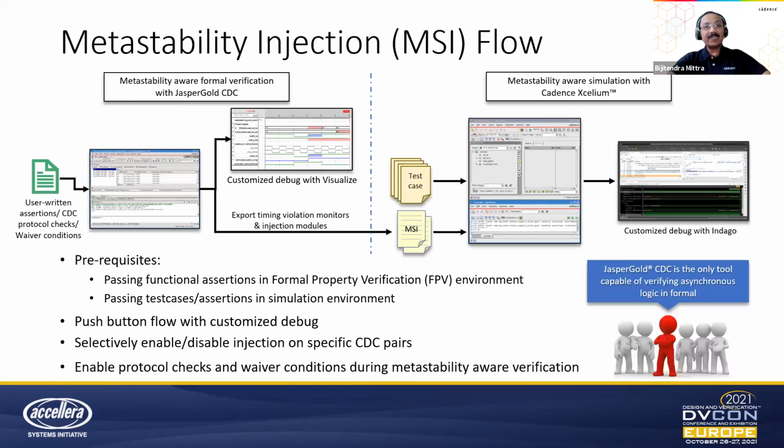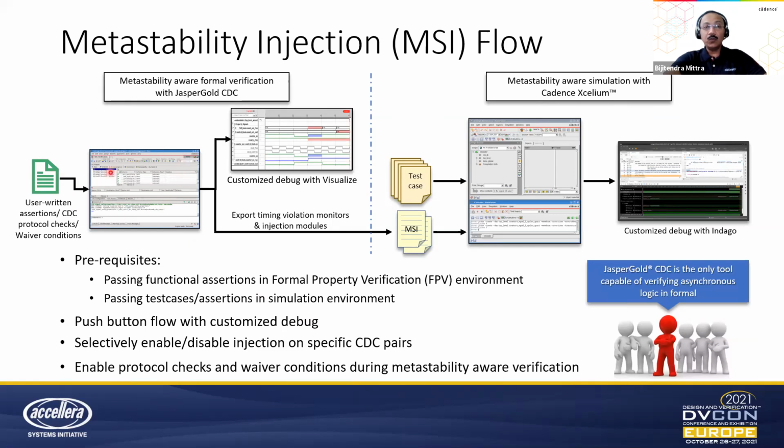Coming to the metastability injection flow, JasperGold supports metastability injection in both formal and simulation. The prerequisite for both flows is that for formal, you have a set of passing formal assertions, and for simulation, you have a set of passing test cases or assertions. So in formal, the first thing you do is to provide some user-written assertions. And as we have seen, you can also enable the protocol checks or the waiver checks.